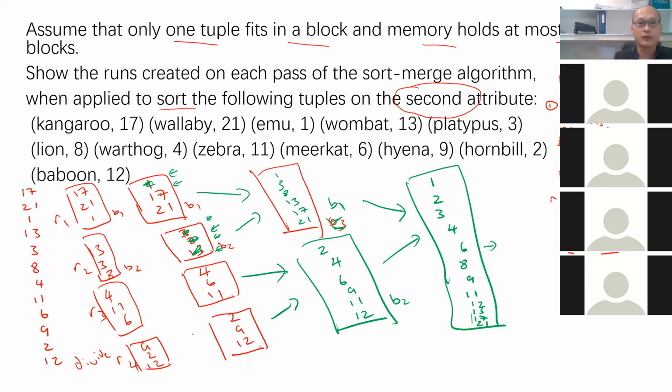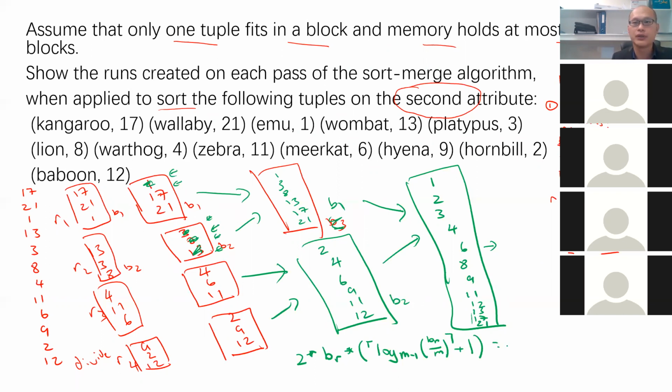I'm going to write down the formula because I can't memorize it as well. So 2 times BR times the ceiling of log base m minus 1 of BR over m, plus 1. So BR is equal to 12. BR over m is equal to 4. M is equal to 3.